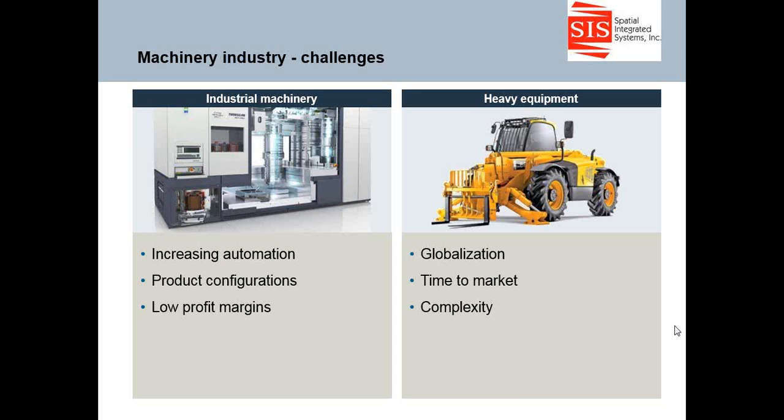And increased complexity can be found in three things: products, processes, and production. In this presentation, we will focus on complexity in the production of the parts for the machinery industry. Now let's take a look at some typical part manufacturing processes.